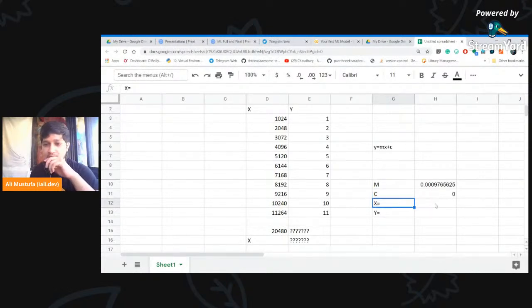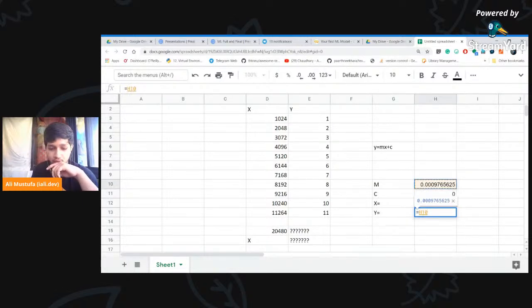Now for x, what is going to be our x? x can be something which we are trying to predict. So x is going to be dynamic, okay? So here it is going to be 2408. So we are not going to keep x for now, nothing, okay? And we are going to write the equation here. What was the equation? The equation was y is equal to mx plus c. So y is equal to m into x, right?